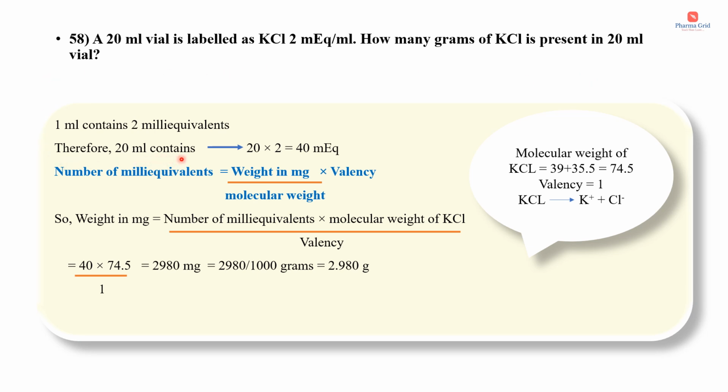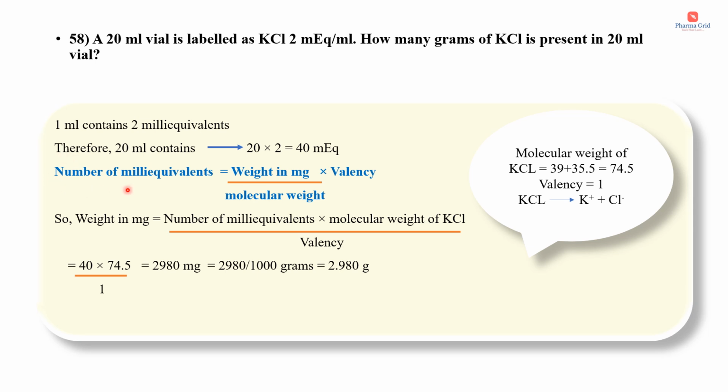So therefore 20 ml contains 20 into 2, that is equal to 40 milliequivalents. And here you can see this is the equation to calculate the number of milliequivalents, which is equal to weight in milligram divided by molecular weight into valency. So here molecular weight of potassium chloride is equal to atomic weight of potassium, that is 39, plus atomic weight of chlorine, that is 35.5. So this 39 plus 35.5 is equal to 74.5, which is the molecular weight of potassium chloride. And valency of potassium chloride is equal to 1, that is KCl gives K plus and Cl minus.